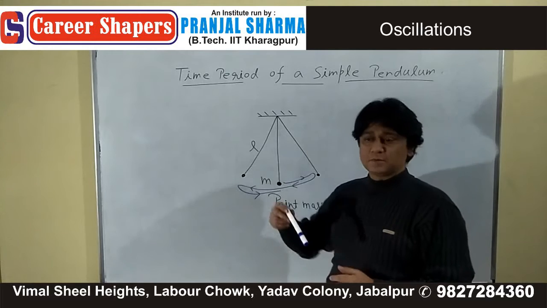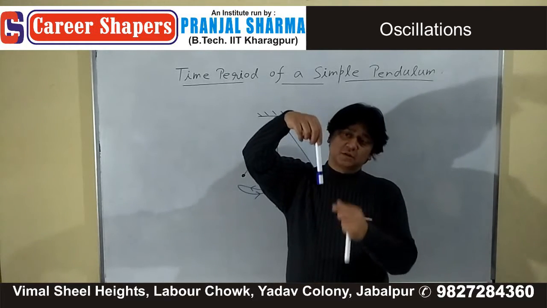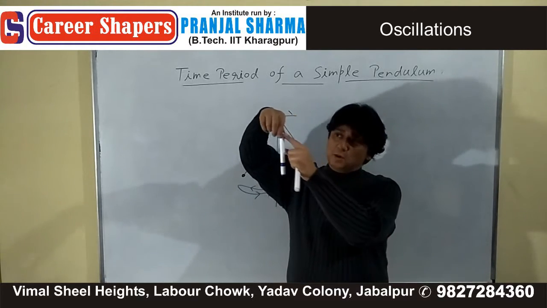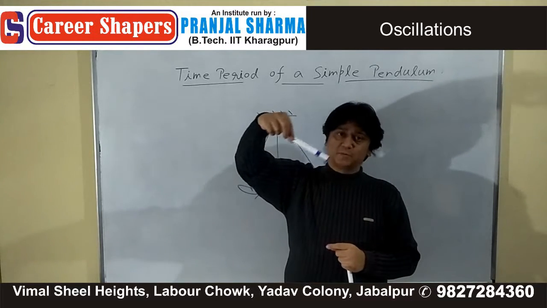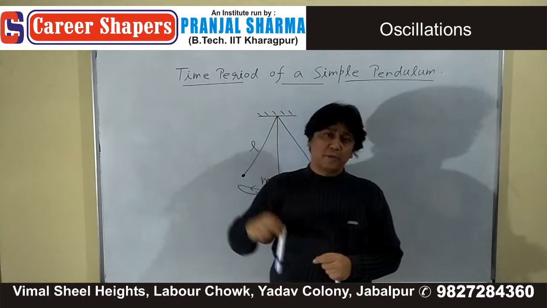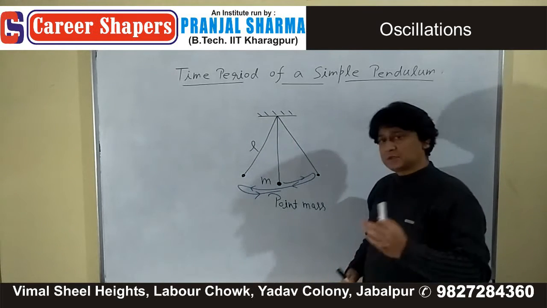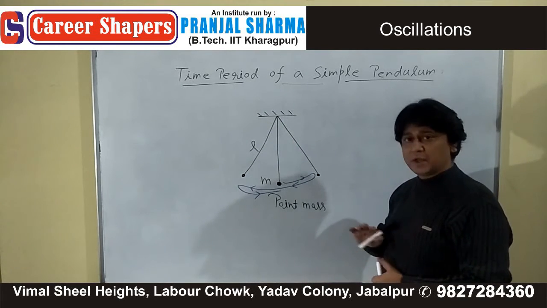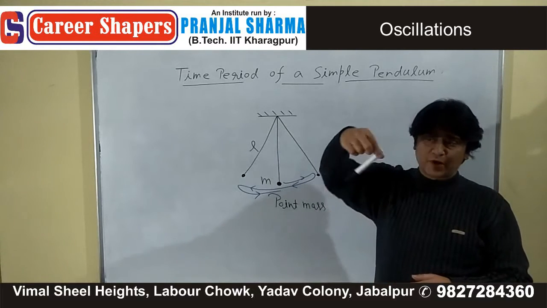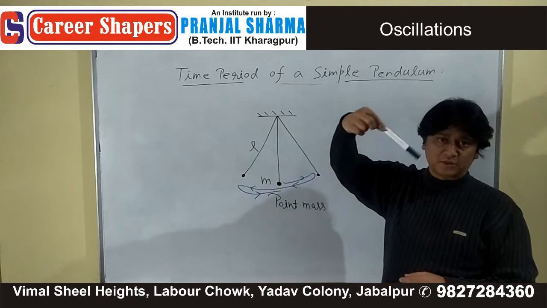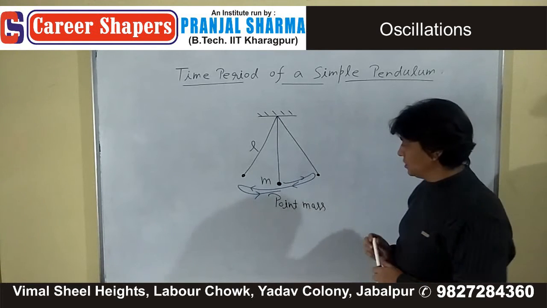If you have something like this, a marker, where mass is present everywhere as a rod, when you oscillate something like this, it is called a compound pendulum. Steps for finding the time period are exactly the same. Understand this and you can find the time period of something like this, which is called a compound pendulum.